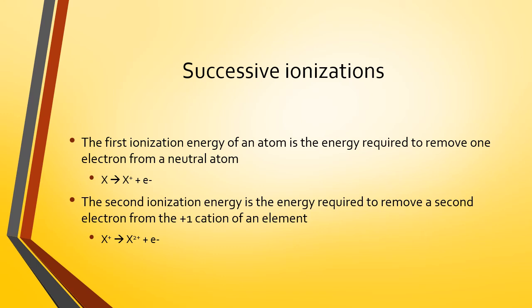The second ionization energy then would be the energy required to remove a second electron from the +1 cation created in the previous step of the element, where the general form of the +1 cation has energy applied to it to yield the +2 cation and an electron. You can continue and go on to do third, fourth, fifth, etc. ionization energies until you've run out of electrons to remove. Each time you remove one, the energy will increase.